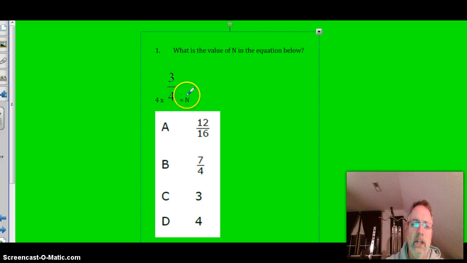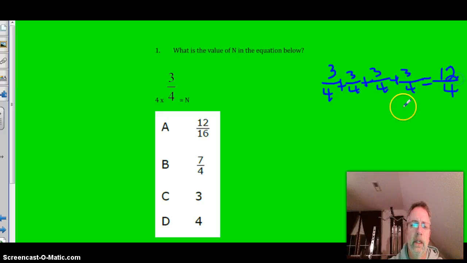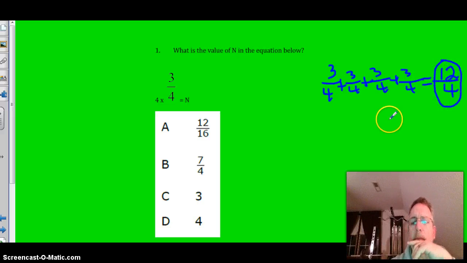What is the value of n in the equation below? Well, all right, so this is 4 times 3/4. So again, it's a multiplication, but we know that it's 3/4 plus 3/4 plus 3/4 plus 3/4. There are my 4 groups of 3/4. So I'll end up with 4 fourths, and of course 4 3s is 12. Okay, I do not see 12/4, so I need to be very careful and make sure that I convert this improper fraction to a whole number or mixed number.